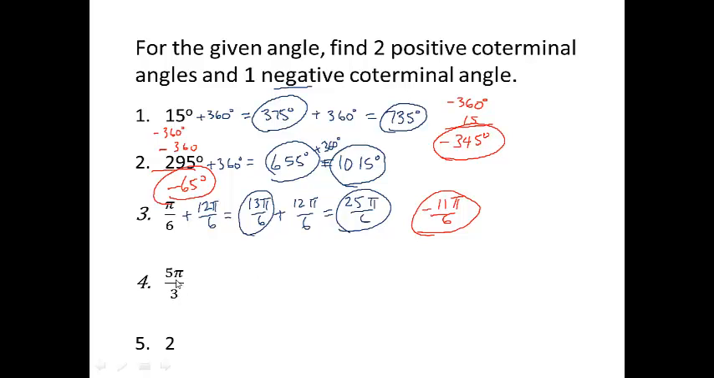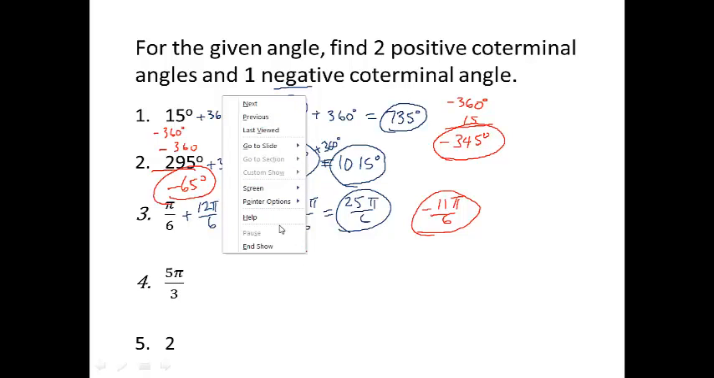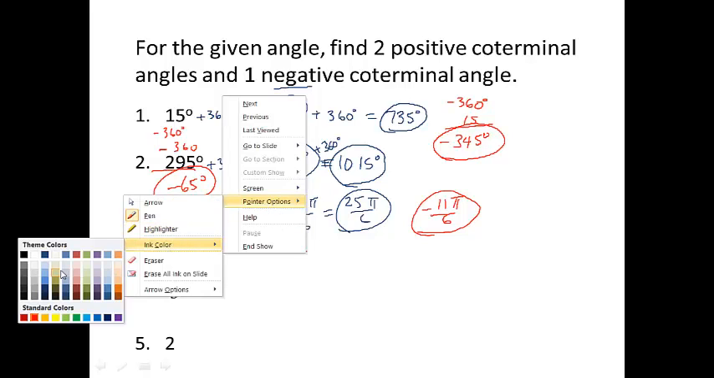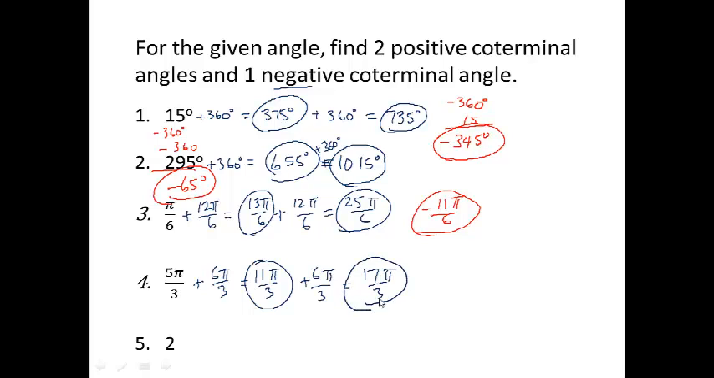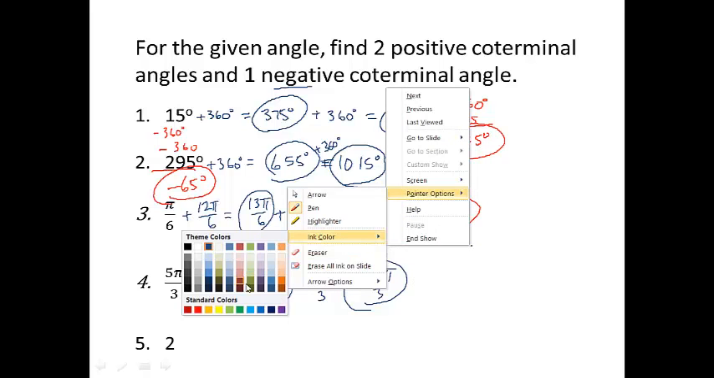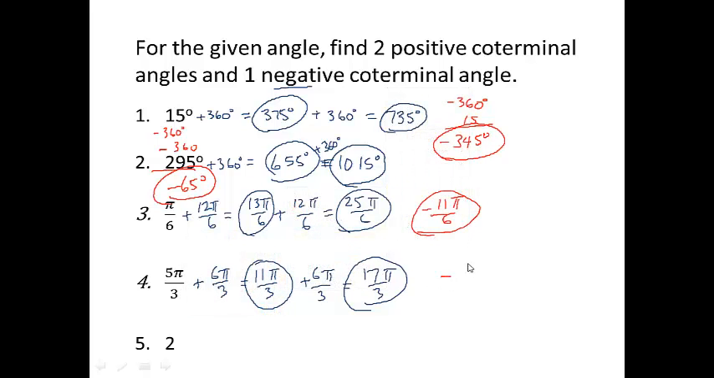Okay, you do this one here in radians. Did you finish? Alright, so I'm going to add 2 pi, which is really 6 pi over 3, common denominator. This is 2 pi. And I get 11 pi over 3. Doing it again, I get 17 pi over 3. And subtracting 6 pi, I get a negative 1 pi over 3.